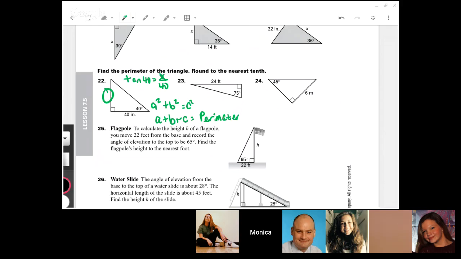Does that make sense? Okay, so let's back up. Are you good with the tan 40 equals x over 40? Are you good with that part? Okay, so do that part and tell me what you get.